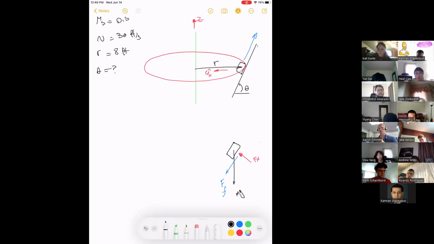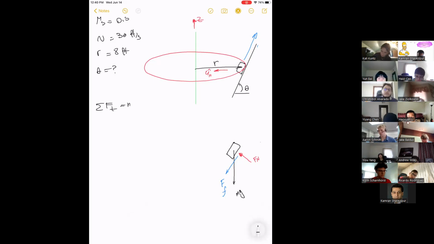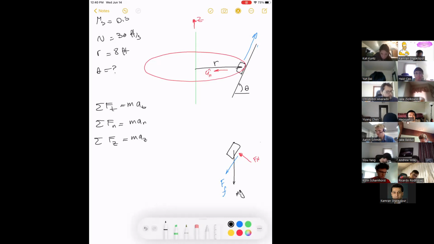It's going to be 0. So if I write the equations of motion, summation of forces in T is m a_T, summation of forces in N is m a_N, and because this is 3D, summation of forces in Z is m a_Z, right? The tangential acceleration problem says it's 0. Practically, you don't have any force in T direction. So technically, no force, no acceleration, everything gone.